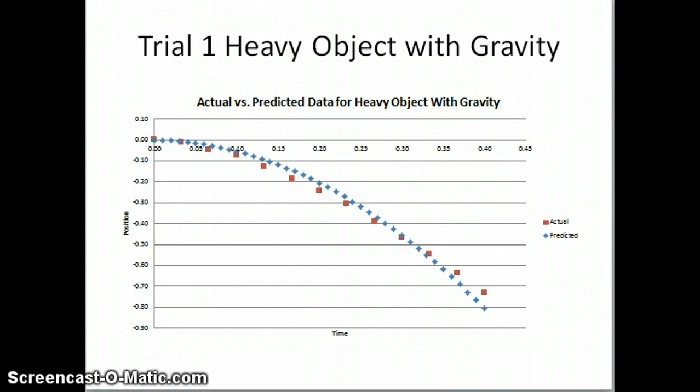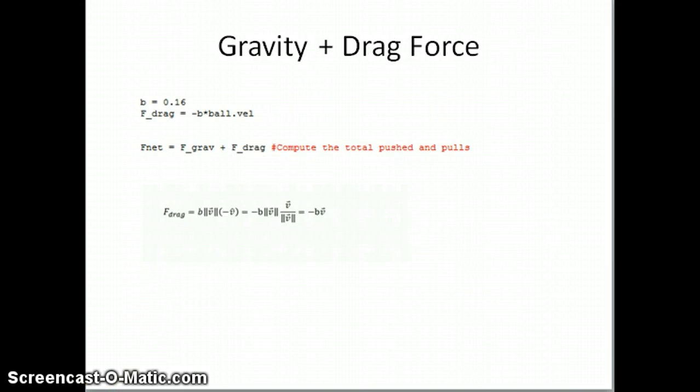Next, I tried to see if I could get a better predicted fit by adding drag to the VPython code. The formula for drag was from our lab assignment, and it was the drag constant times the magnitude of velocity times the negative direction of the velocity, which can be simplified to the negative drag constant times the velocity. This equation was used and the net force was updated to be the force of gravity plus the force of drag, which is in the opposite direction. Then I had to experiment with different b values to find the drag that has the output of the position and the time that matches my actual position and time. I found that to be at b equals 0.16.